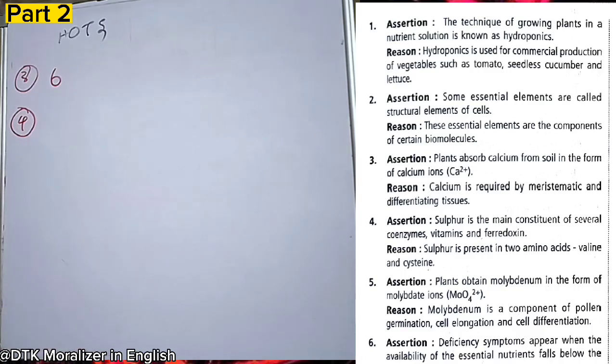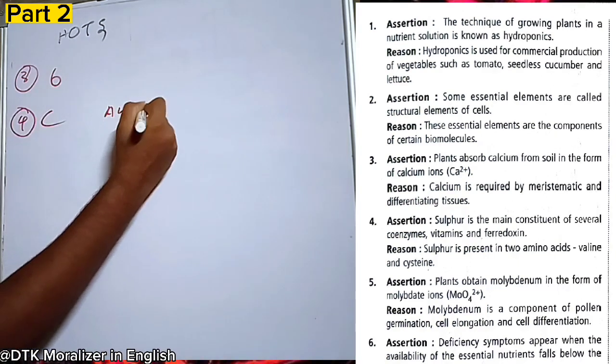Now question number 4. Sulfur is the main constituent of several coenzymes, vitamins and ferredoxin. Sulfur is present in 2 amino acids, valine and cysteine. No, cysteine and methionine, so the reason is false, so option C. As you can see, assertion is right, reason is false, so option C.